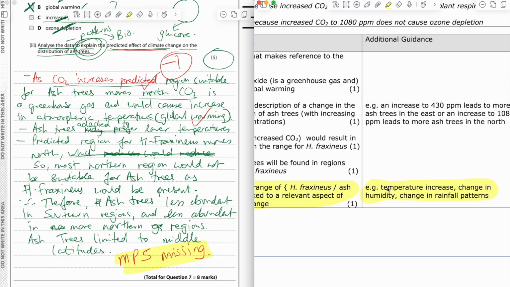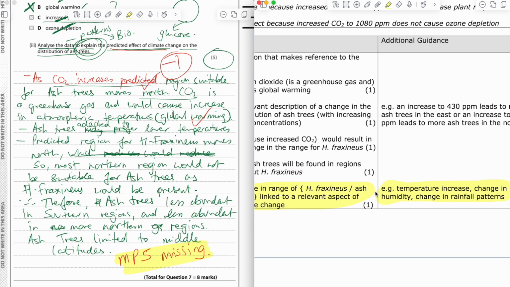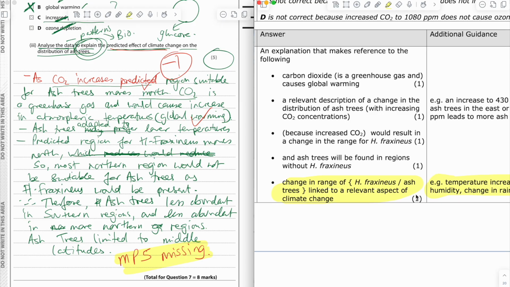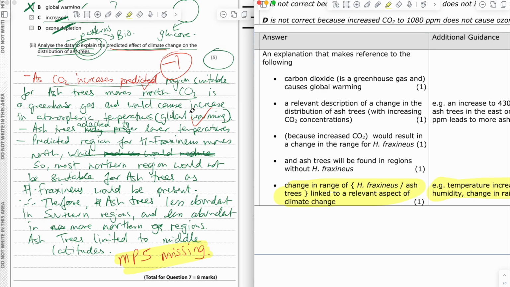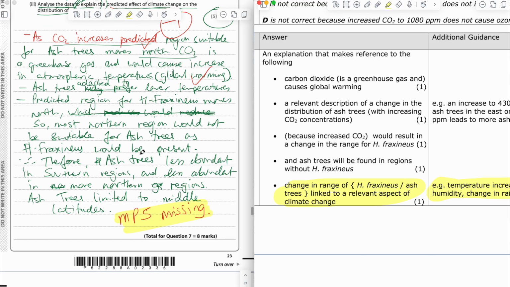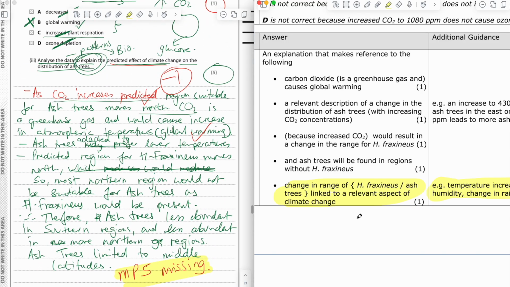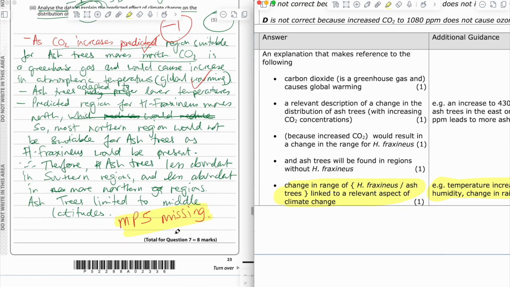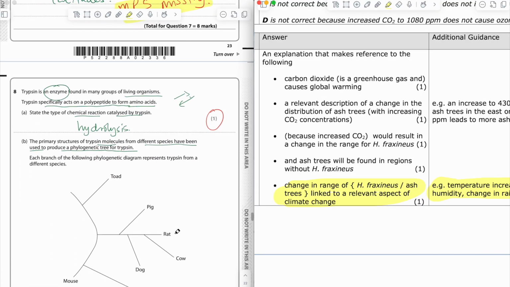It's not just temperature. Actually, I did say temperature: increase in atmospheric temperature. So I did say that, so maybe I did get all the marks there. I think I did get that mark.